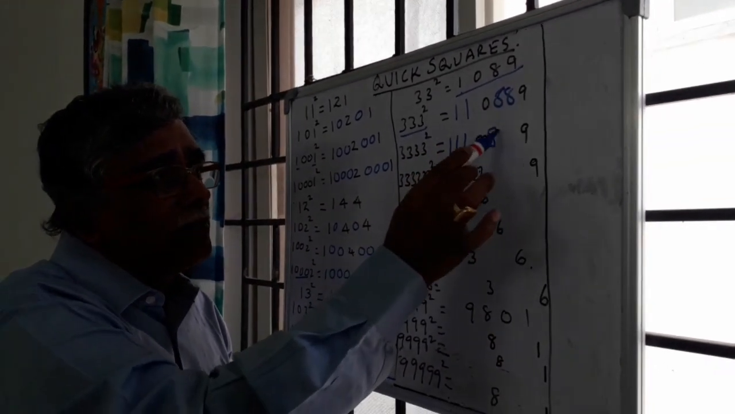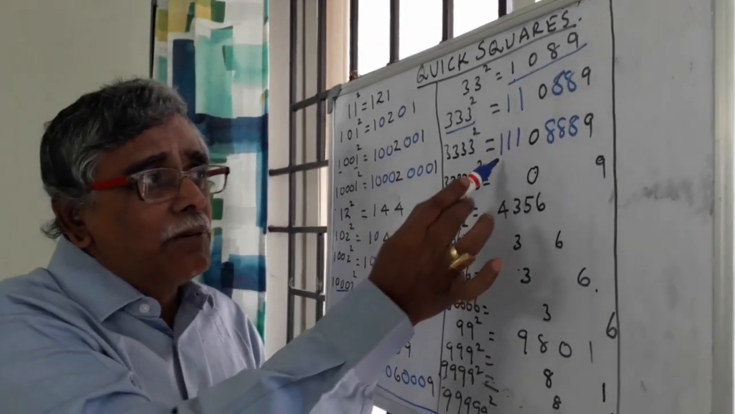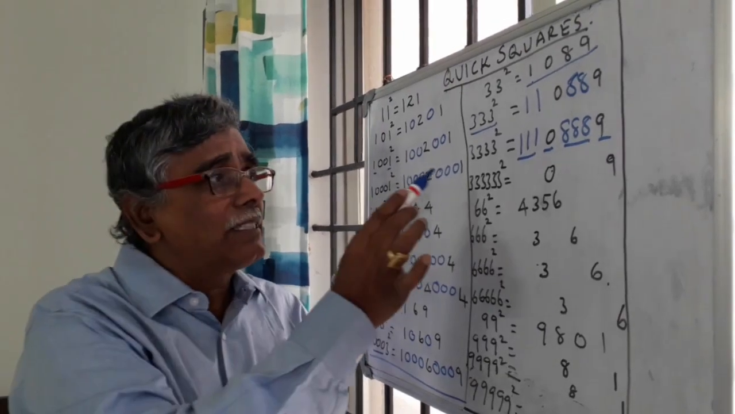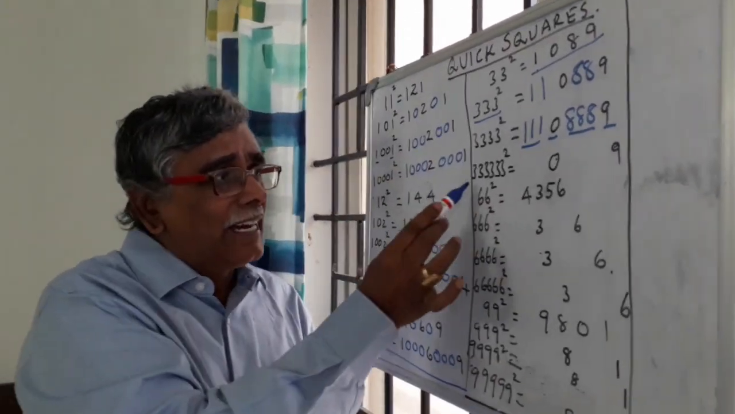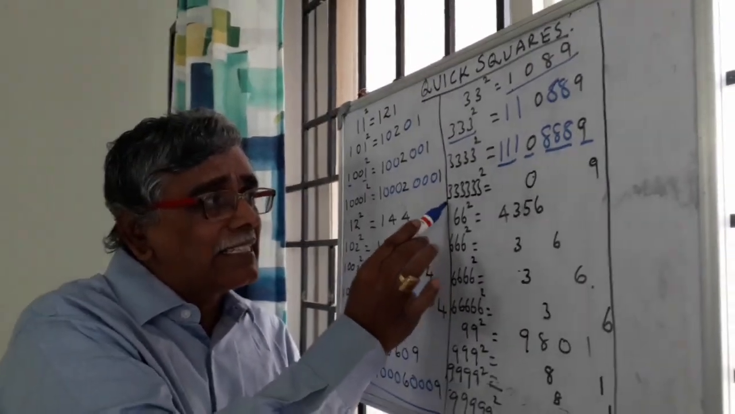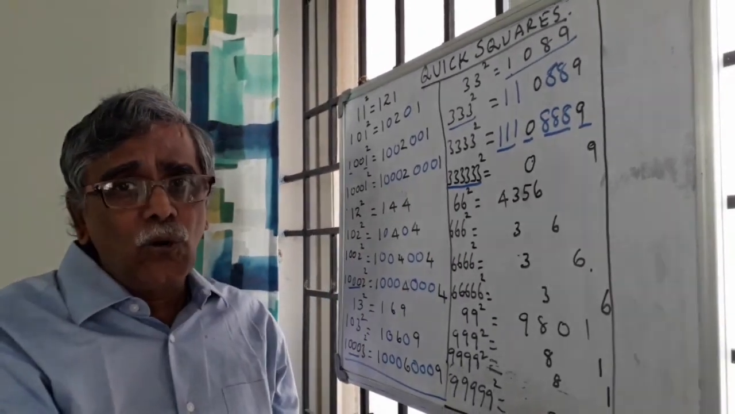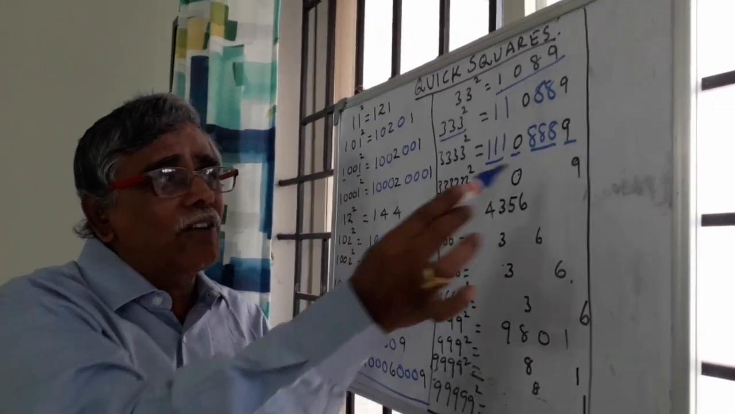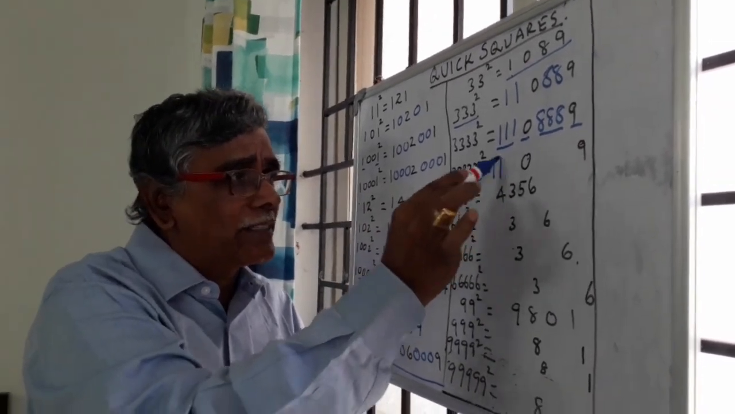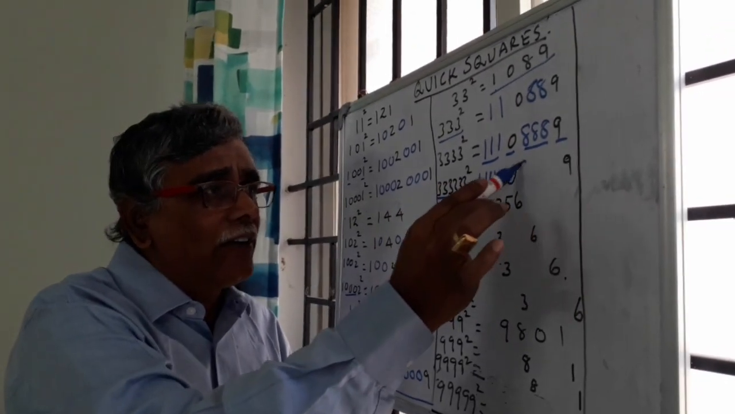To find 3,333 square, you put triple 1 here and triple 8 there: triple 1, 0, triple 8, 9 is nothing but 3,333 square. Here 333,333 square: this contains 6 threes. So you have to put 5 ones and 5 eights in these blanks. Here you have to put 5 ones, 3, 4, 5 and 5 eights.